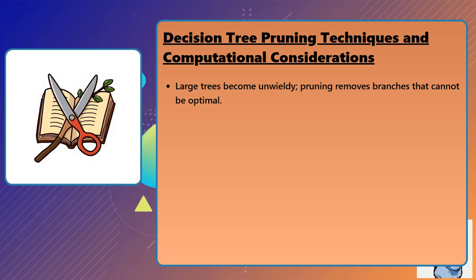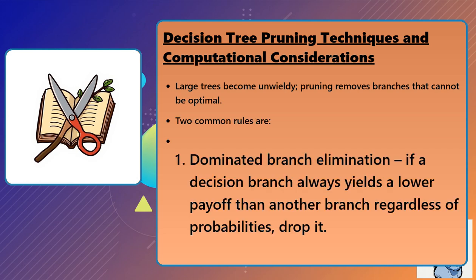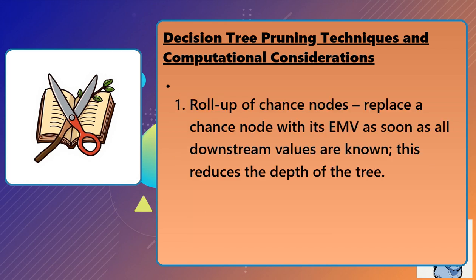Large trees become unwieldy. Pruning removes branches that cannot be optimal. Two common rules are: Number 1, dominated branch elimination. If a decision branch always yields a lower payoff than another branch regardless of probabilities, drop it. Number 2, roll-up of chance nodes. Replace a chance node with its EMV as soon as all downstream values are known. This reduces the depth of the tree.